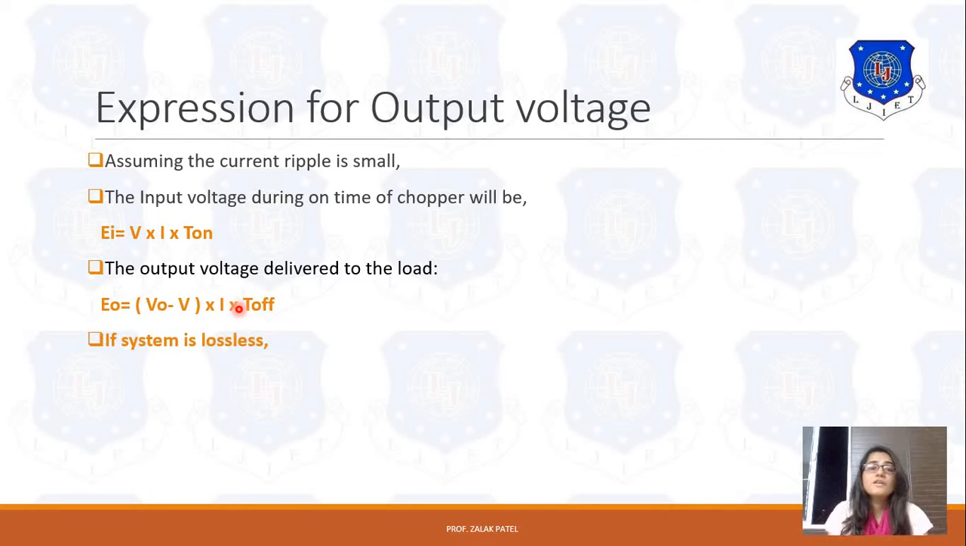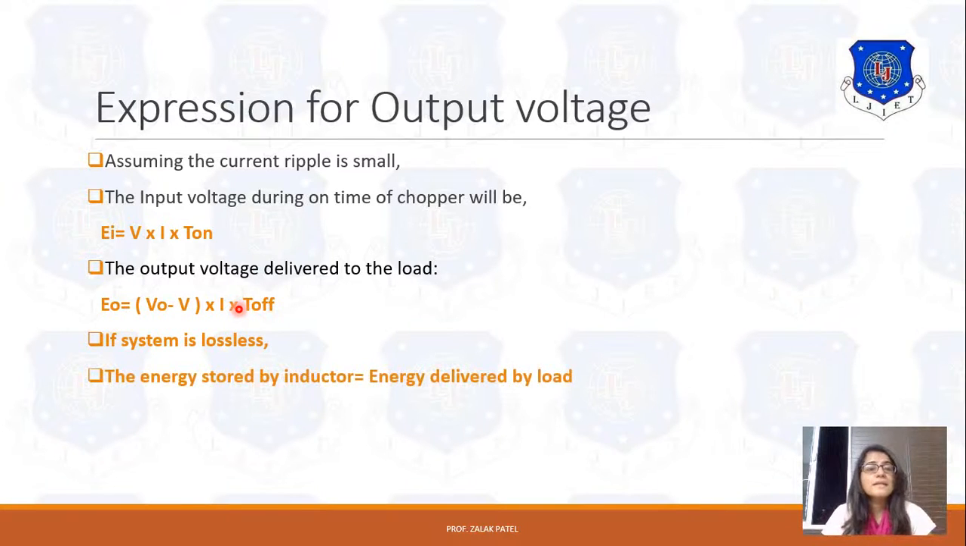If the system is lossless, then whatever we apply at the input side, we get at the output side, meaning EI is equal to EO. We can compare both: the energy stored by the inductor should be equal to the energy delivered to the load. So EI is equal to EO. We can write this and compare these two equations. By comparing both, we get V into I into T on, the input, and VO minus V into I into T off, the output.